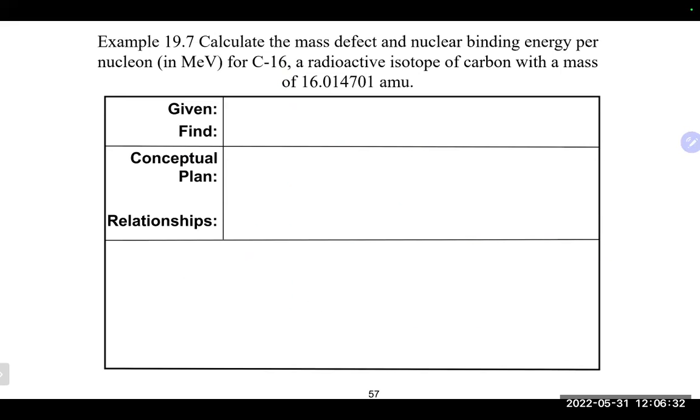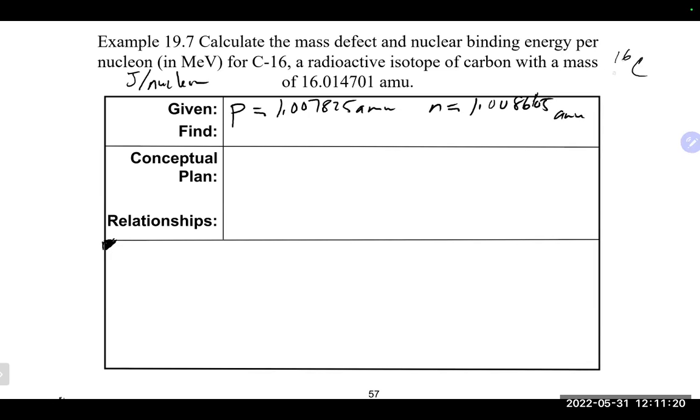So why don't you give this a go, calculate the mass defect and nuclear binding energy. Let's do both, joules per nucleon and mega electron volts per nucleon. And again, a proton is 1.007825. Neutron 1.008605. All right, give those a go, see what you come up with. Let's take a look. So we're dealing with carbon 16.